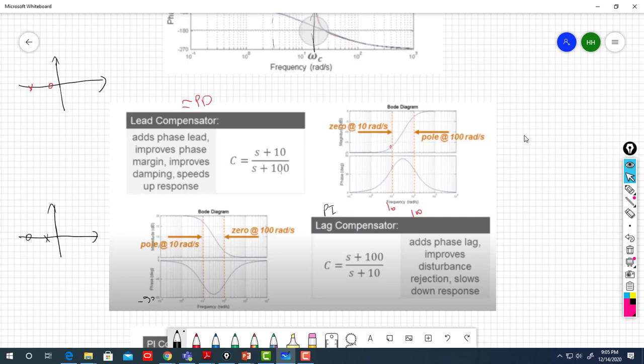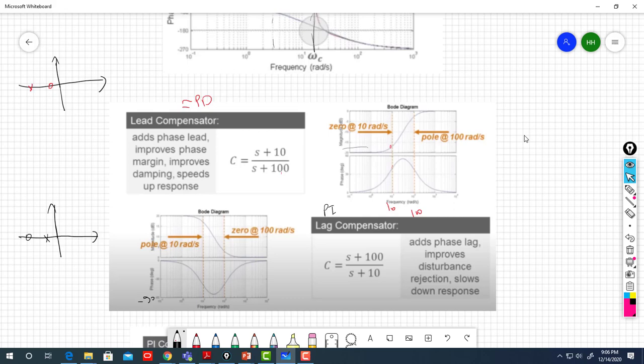The lag compensator adds phase lag, minus 90 degrees. So in this case it improves the disturbance rejection, because of high magnitude at low frequency, so you add magnitude. So it improves disturbance rejection but slows down the response of the system, because of adding phase lag. So it slows down the response but improves disturbance rejection and improves tracking.